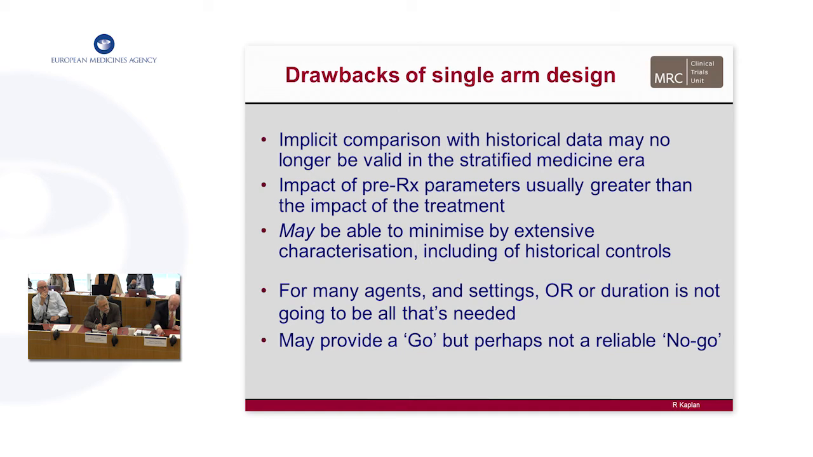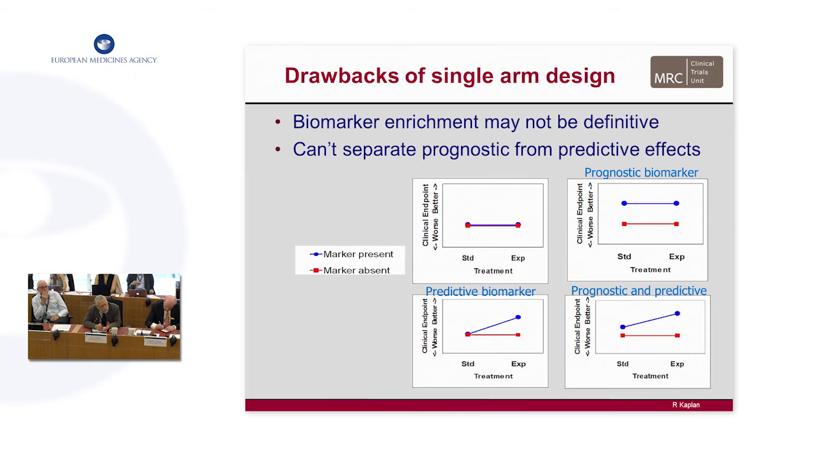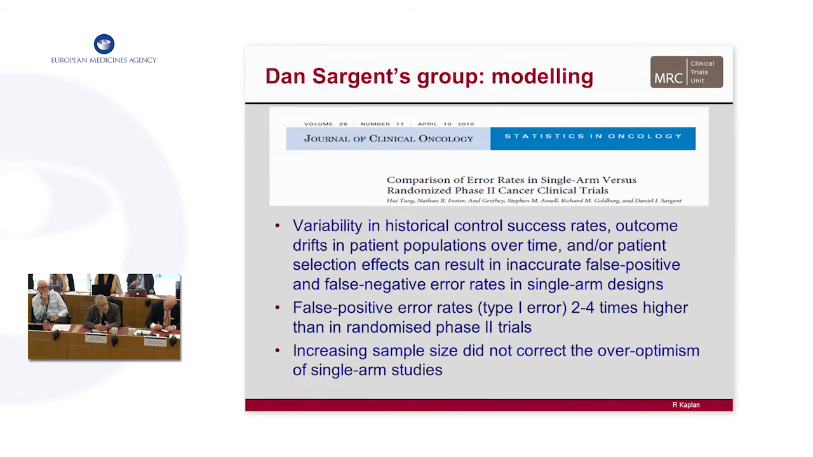But for many agents and settings, objective response or duration is not going to be all that is needed in terms of important outcomes. And indeed, they may be helpful in providing a go decision for something, but not very reliable in providing a no-go decision. And everybody else has talked about the fact that separating prognostic and predictive effects is challenging there.